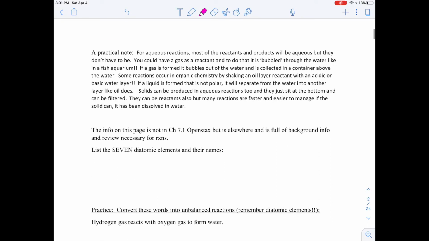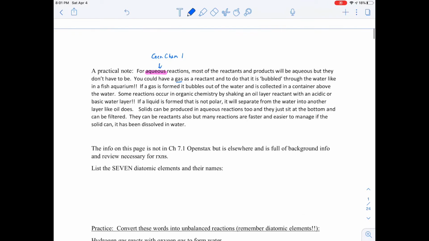I have a little practical note here, just because practical chemistry is interesting. For aqueous reactions, this is what you do in Gen Chem 1, because people aren't going to give you crazy chemicals to work with. Most of them are going to be aqueous, but they don't have to be. You're going to see mostly aqueous reactions, but you can have gas as a reactant.